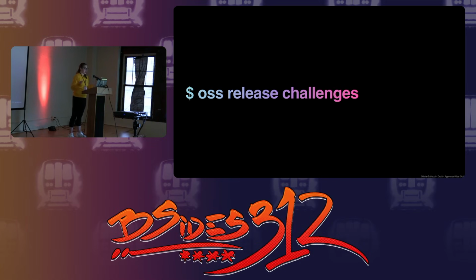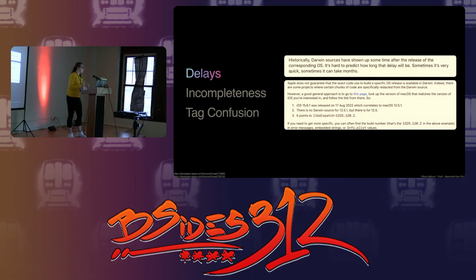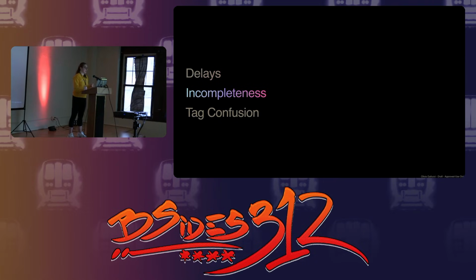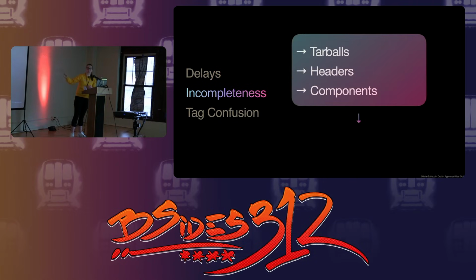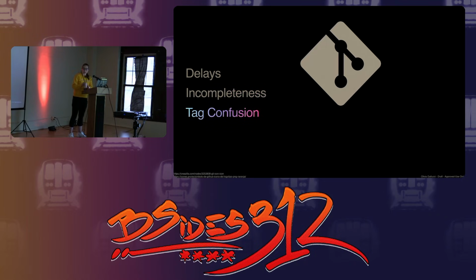Unfortunately, there are many challenges with Apple's open source releases, and I'll cover the three main ones here. First is delays. Code usually appears weeks or months, maybe even years after the OS ships. There's no warning, no schedule, just coming soon. Sometimes even 6+ months later, the release pages will still have a coming soon notice. And then next is incompleteness. Some tarballs are missing files, headers reference code that just is not there, and then entire components like Core Foundation or newer launchd builds are MIA. And then lastly is tag confusion.